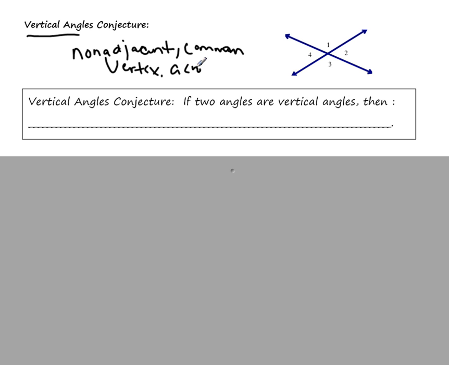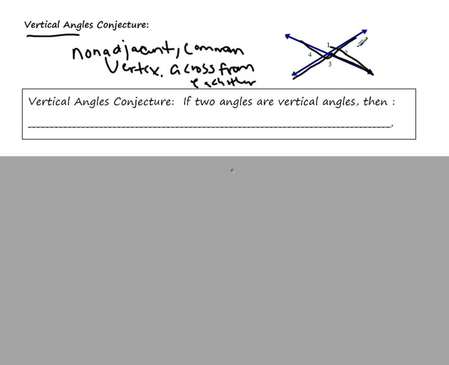And they are across from each other. So, we have angle 1 and angle 3 share this vertex right here, and they are across from each other, and also they're formed by two lines. Okay? So, you also have vertical angles.